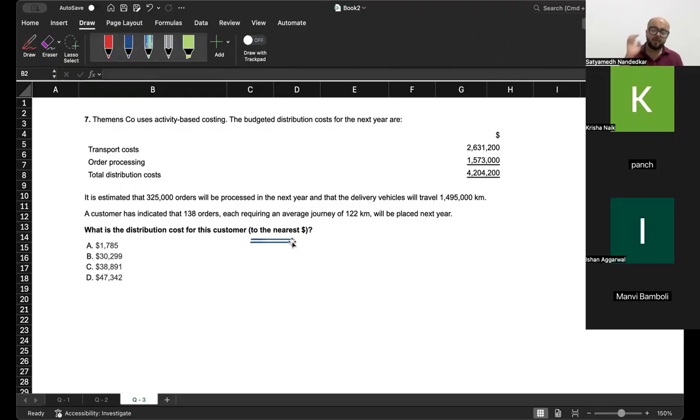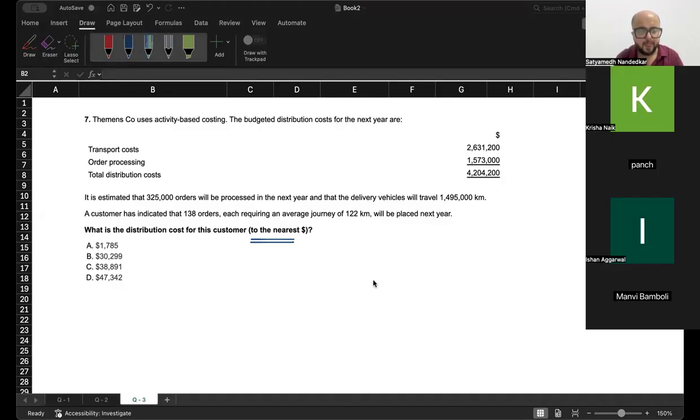Now, Themens Company uses activity-based costing. The budgeted distribution costs for the next year are transportation cost and order processing cost, and then you have total distribution cost. It is estimated that 3,25,000 orders will be processed in the next year, and that delivery vehicles will travel 14,95,000 kilometers. A customer has indicated that 138 orders, each requiring an average journey of 122 kilometers, will be placed next year. What is the distribution cost for this customer to the nearest dollar?